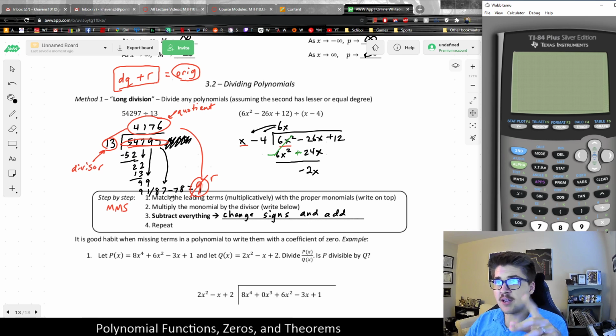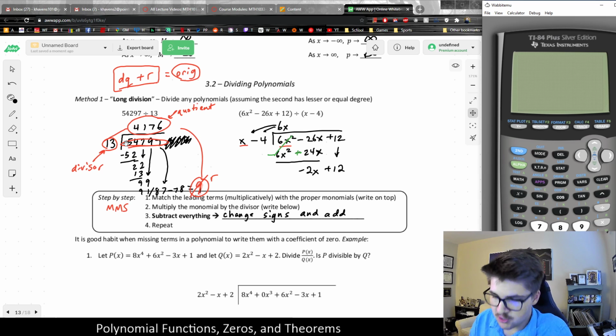And then after we're done with the match, multiply, subtract, now we repeat. We go back, match again. We keep going until we run out of room and reach the remainder. Same thing with a polynomial. And as we did before, we always want to drop the next term so that we have another thing to work with as we continue.